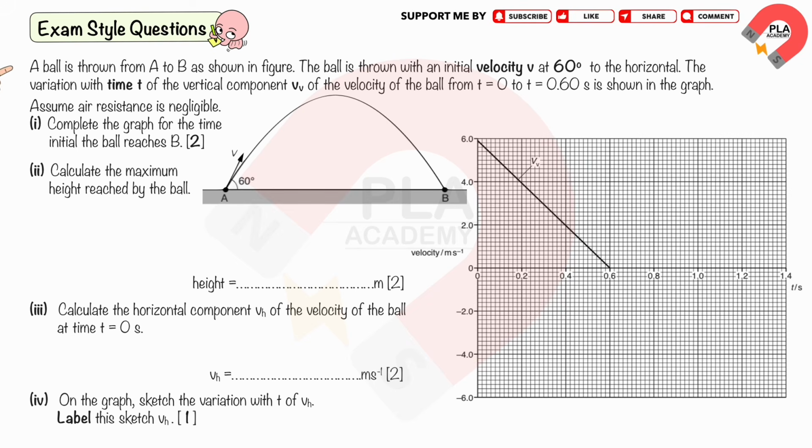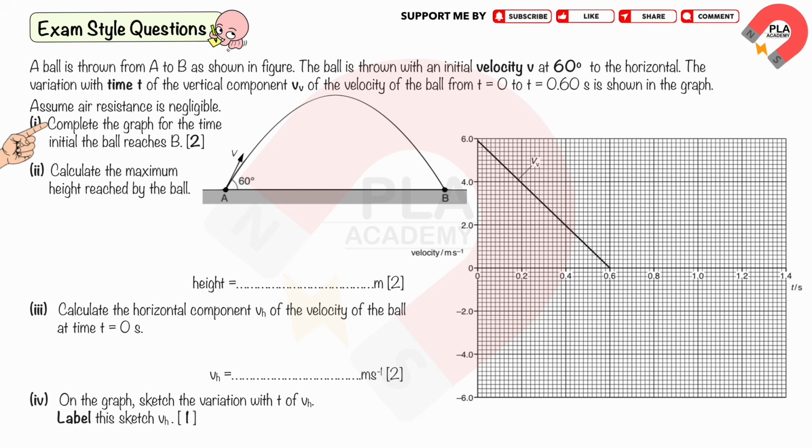Exam-style questions. A ball is thrown from A to B as shown in the figure. The ball is thrown with an initial velocity, v, at 60 degrees to the horizontal. The variation with time, t, of the vertical component of the velocity of the ball from t equals 0 to t equals 0.60 seconds is shown in the graph. Assume air resistance is negligible. 1. Complete the graph for the time until the ball reaches B.